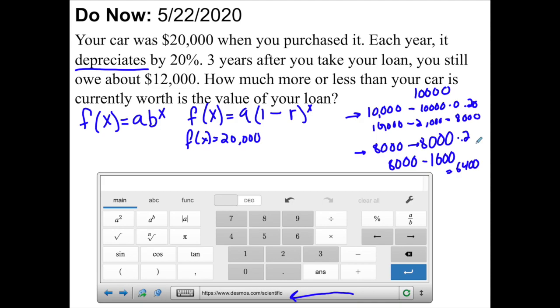But the idea is if you start at 100% and you take away 20%, then every year you have 80% of what you had the previous year. Think about it as a sale.